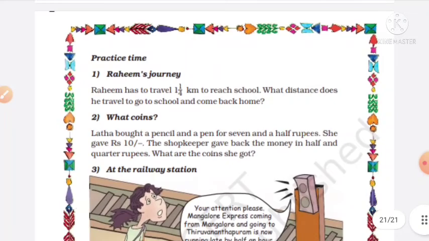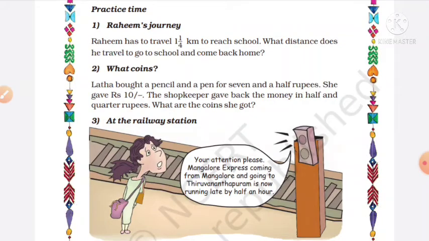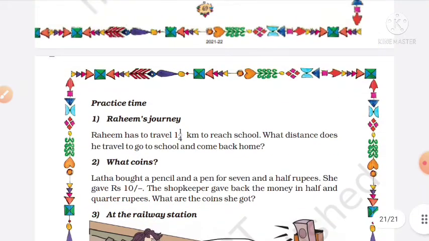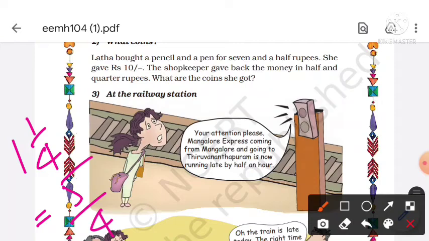Now it is Rohim's journey. This is the practice time. Rohim has to travel 1 into 1 by 4 kilometer to reach school. What distance does he travel to go to school and come back home? From this question it is given that to reach the school Rohim has to travel 1 into 1 by 4 km. We can write it like 5 by 4 km. So from school to home the distance is equal to 5 by 4 kilometer.